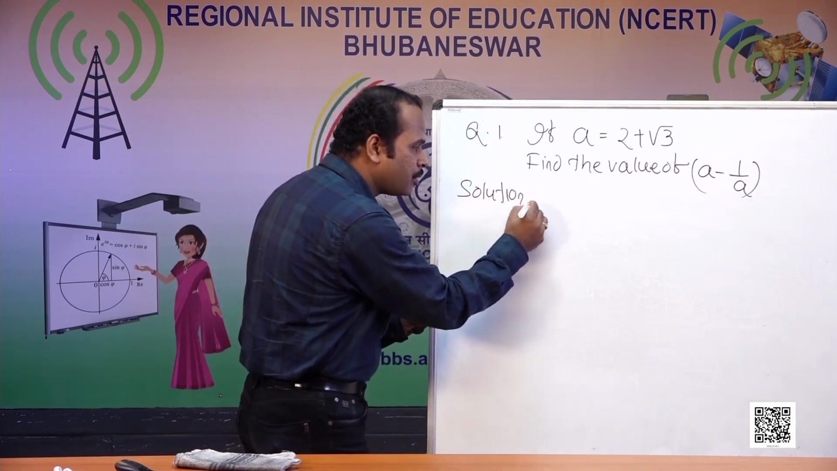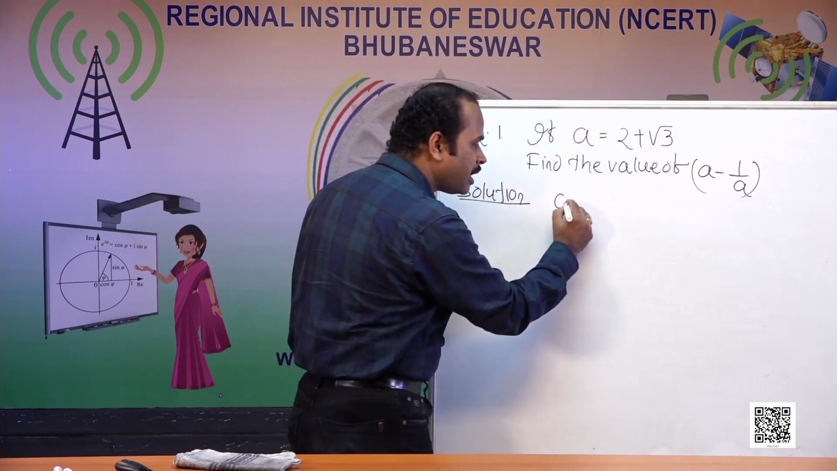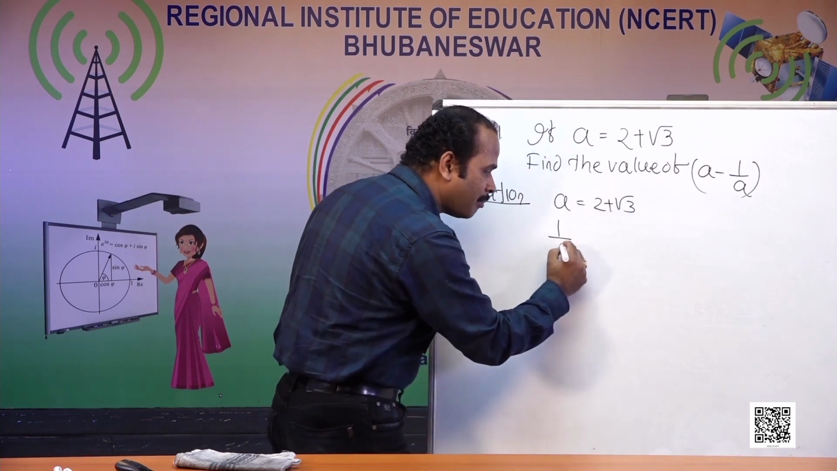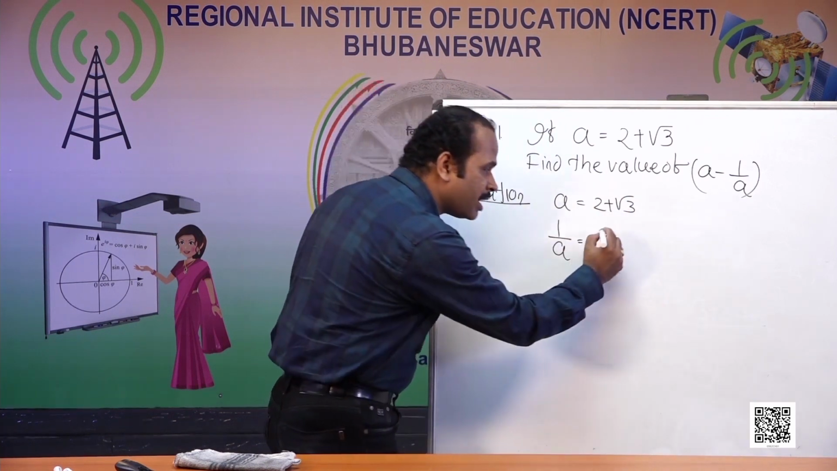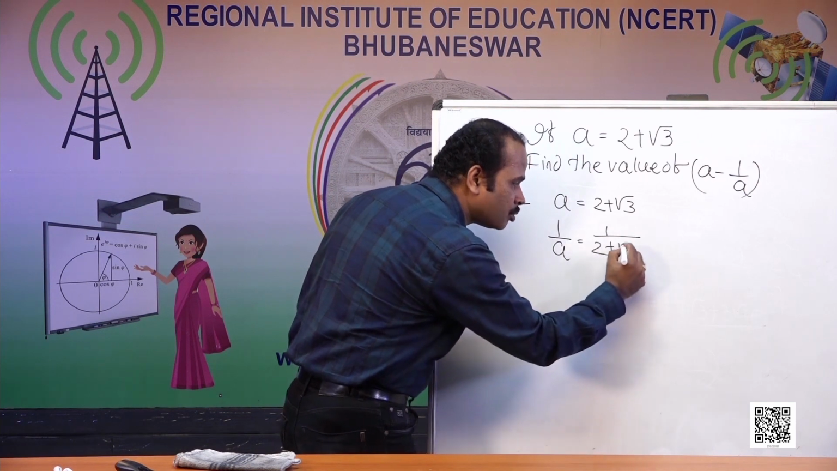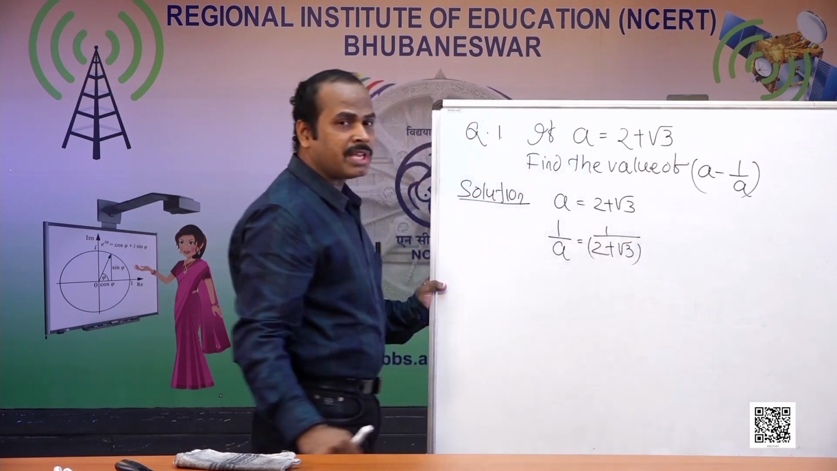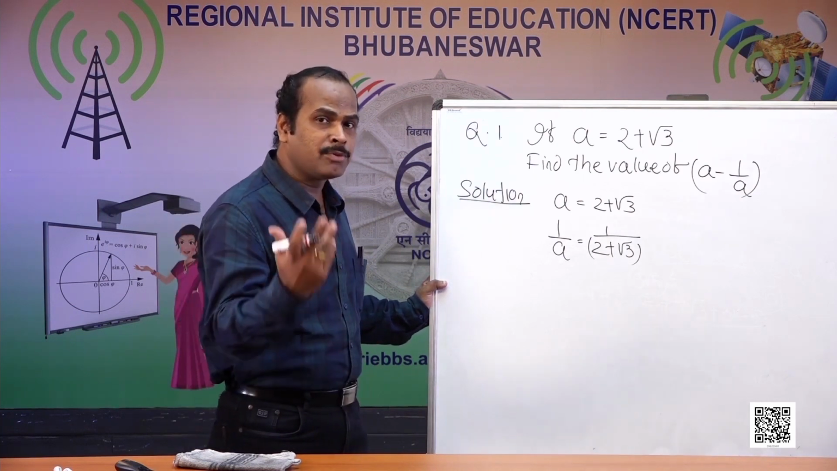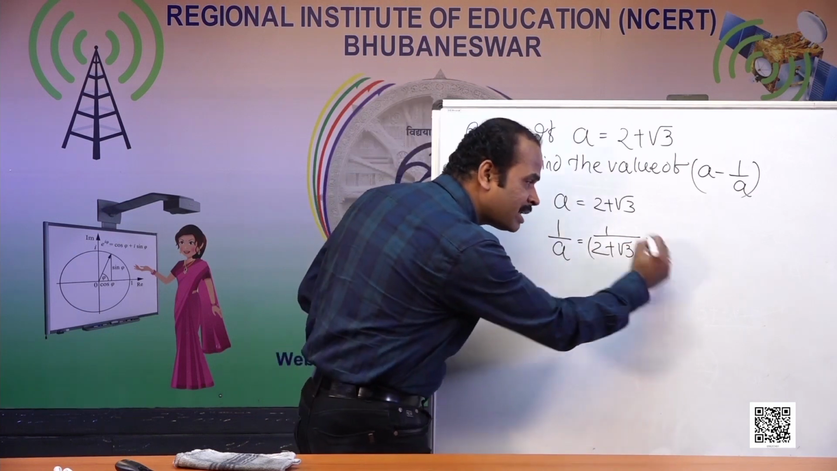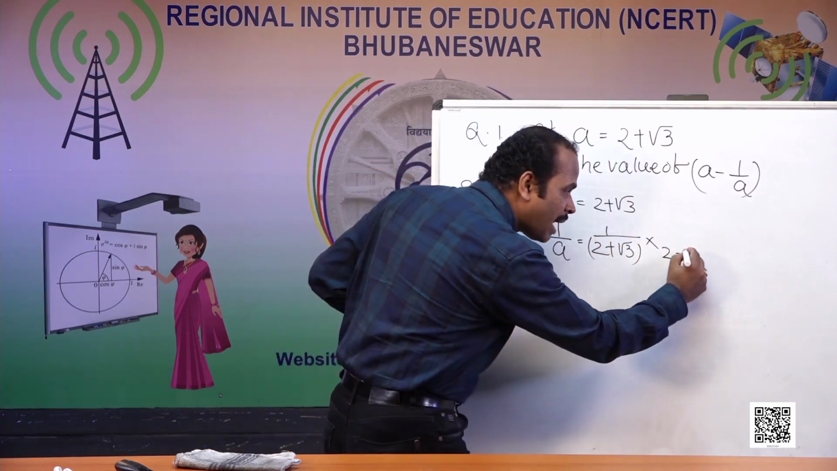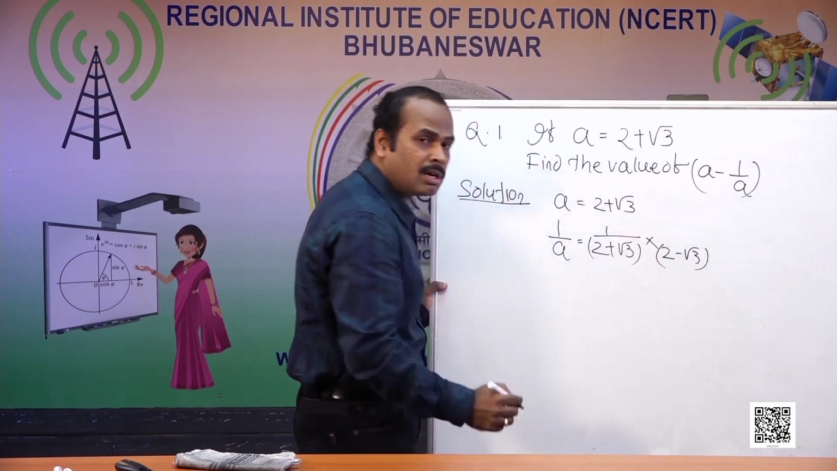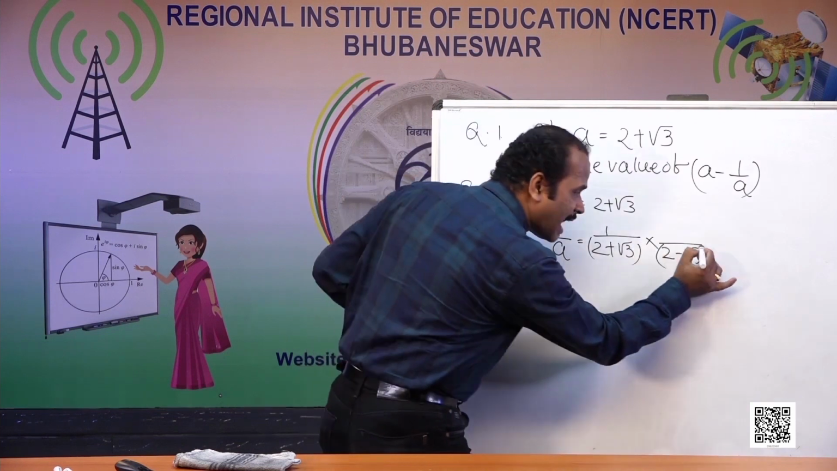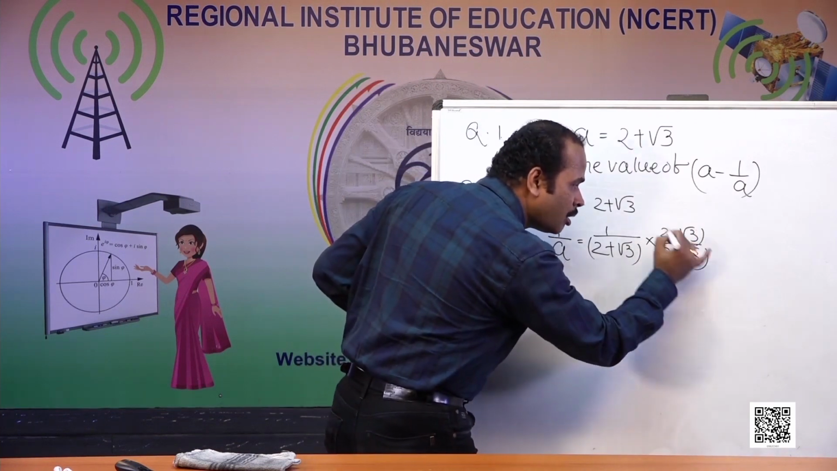So now a equals 2 plus root 3. Next I will find 1 by a, which is 1 by 2 plus root 3. Now as I cannot keep this denominator irrational, I have to rationalize it. In order to rationalize it, I have to multiply something. I will multiply 2 minus root 3 to the denominator, and in order to make the entire expression equivalent, I have to also multiply 2 minus root 3 in the numerator.